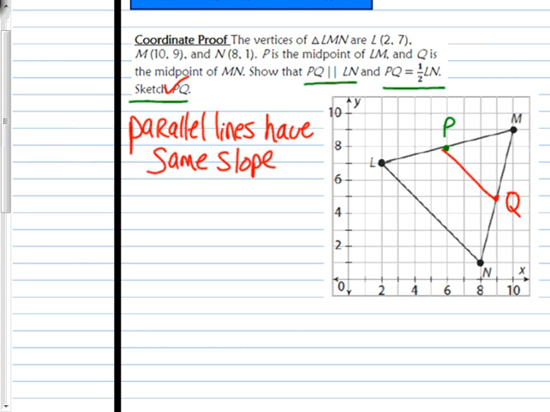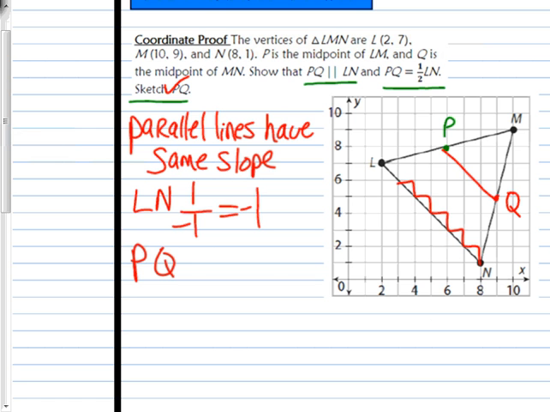So let's look first at the slope of LN. I see that they are going toward the left, so to go rise over run, I'm going to start here at N. They're going up 1 to the left, up 1 to the left, up 1 to the left. So it's going up 1 and then to the left 1. So the slope is -1. Now let's see what the slope of PQ is.